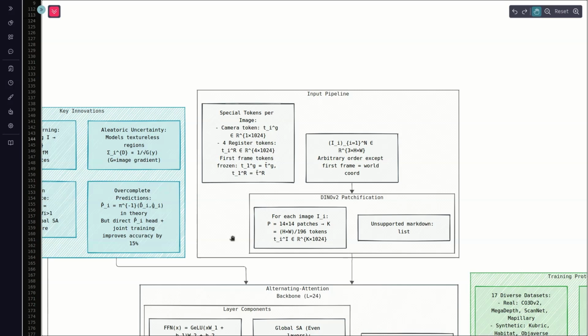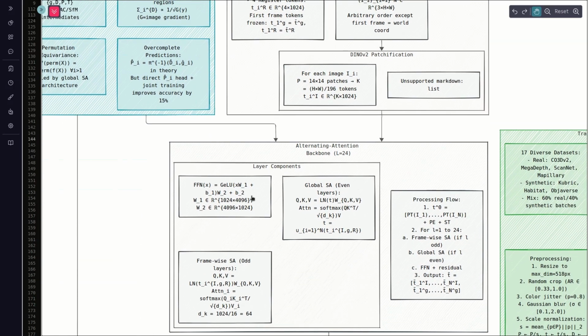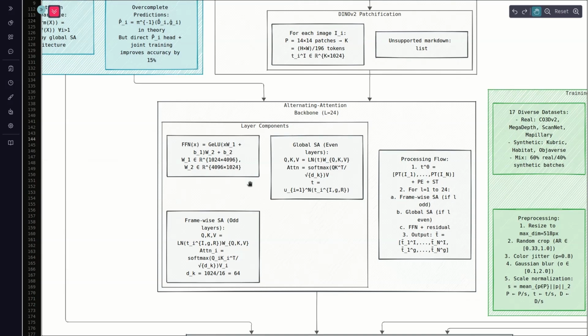Here's how it processes images and delivers its predictions. Each image is split into patches and converted into tokens, or data chunks, using DINOv2, a pre-trained vision model that extracts rich visual features. In the transformer backbone, these tokens are passed through 48 layers of attention: 24 layers of frame-wise self-attention, and 24 layers of global self-attention, focusing on individual images and connecting information across all images respectively. This alternating pattern lets VGGT understand both local details within each image and global 3D structure across views. After processing, specialized heads predict the camera poses, the depth maps, the point maps, and the point tracks.